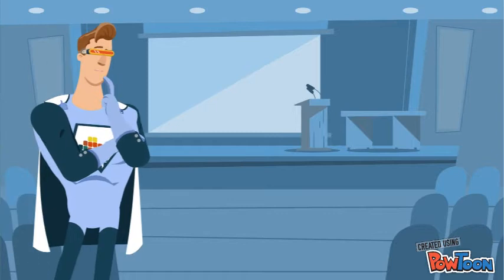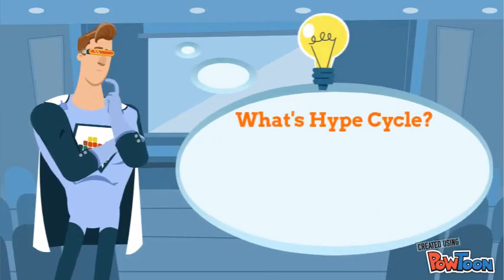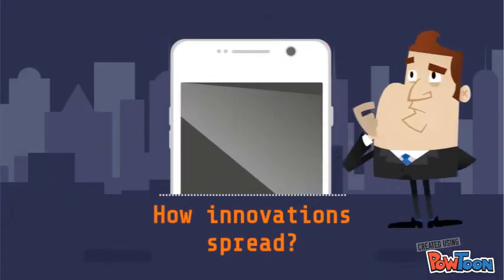The hype cycle is a method used to describe how IT innovations are introduced into the business world in a wave-like manner. The new innovations are hyped up, essentially meaning that they effectively grasp the attention of all businesses. This model is exemplified by a peak followed by a trough, and then once again an upward sloping curve. The next topic is about how innovations are spread.